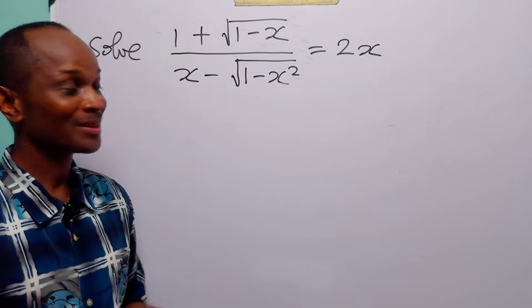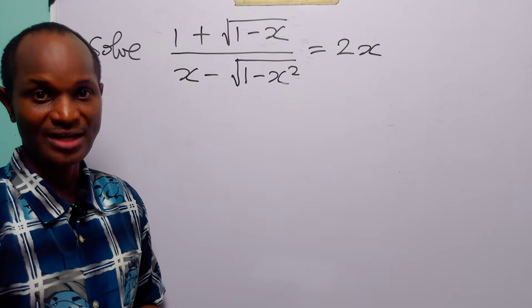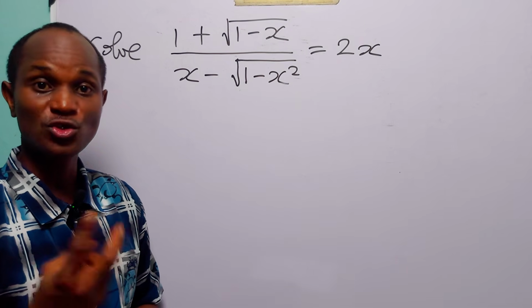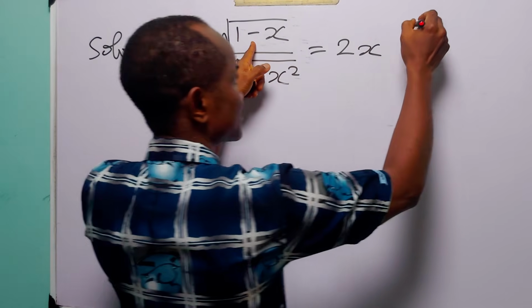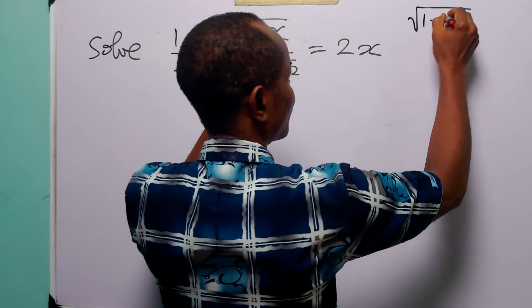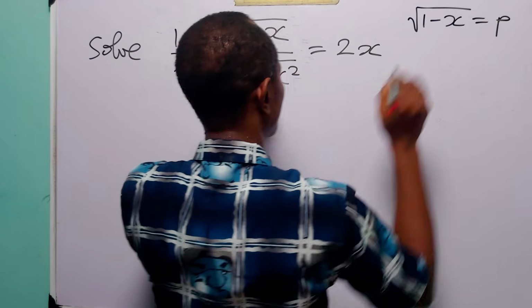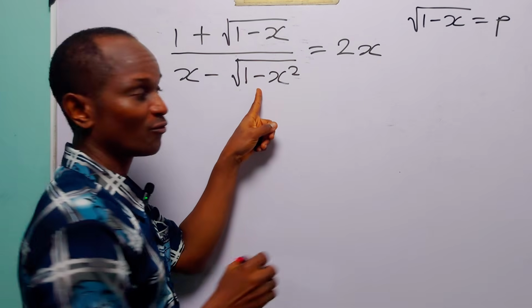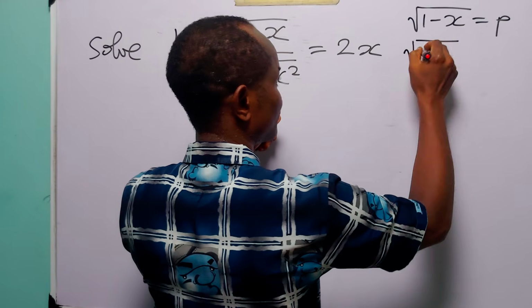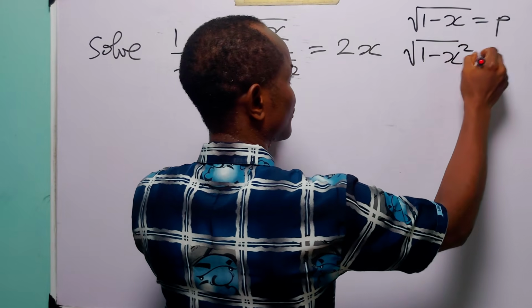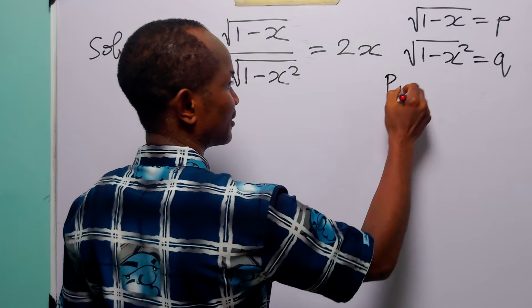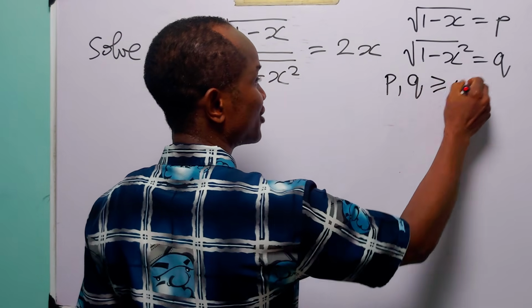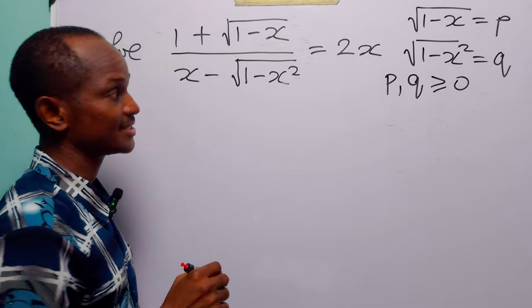Hello and welcome. To solve this equation for real values of x, let us begin with two substitutions. Let us call the square root of 1 minus x p, while we call the square root of 1 minus x squared q. Now, of course, you know that both p and q must be greater than or equal to 0.